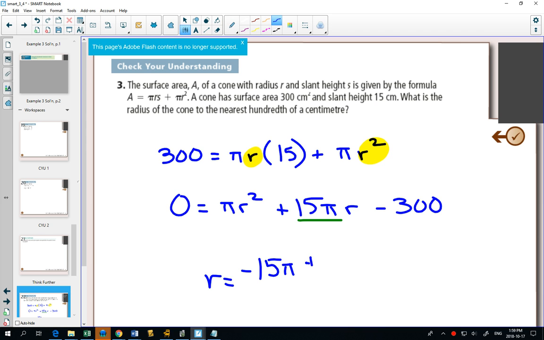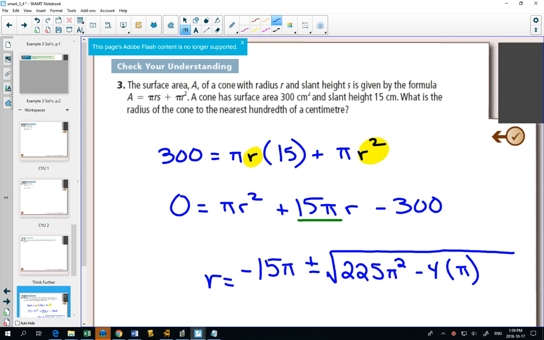So minus 15 pi plus or minus the square root of b squared. How would you square 15 pi? Well, you go 15 times 15, and then pi times pi. It will become 225 pi squared. Might have to extend this a little bit. Minus 4. My a value is pi. My c value is negative 300. All over 2a.